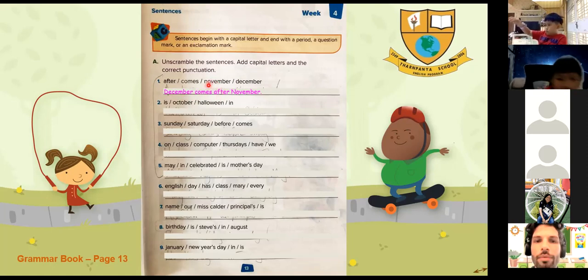Then we have another name for a month, November. We know that months of the year are proper nouns and we use a capital letter to write them. And then at the end of the sentence, we need a punctuation mark. We need a period, a question mark, or an exclamation mark. In this case, we need a period. So write the period or full stop at the end of the sentence. Complete the first one and let me know when you finish. Don't worry, don't rush, just complete the first one.